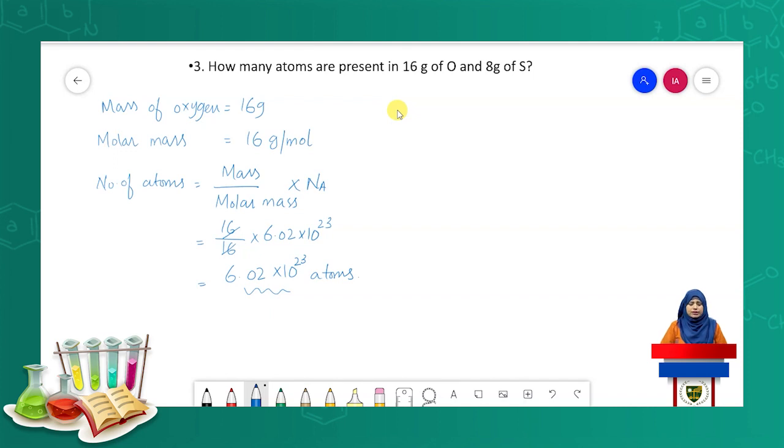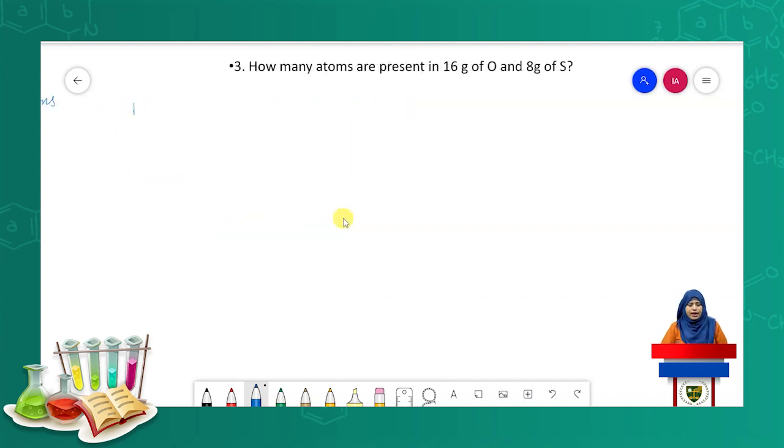Things are going to remain same. Mass of sulfur given is 8 grams, but molar mass of sulfur is not 8 grams. Molar mass is different. For the first part, molar mass and mass was same.